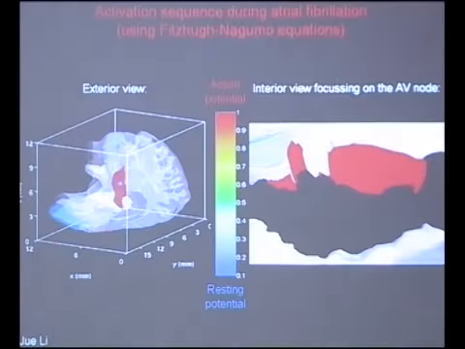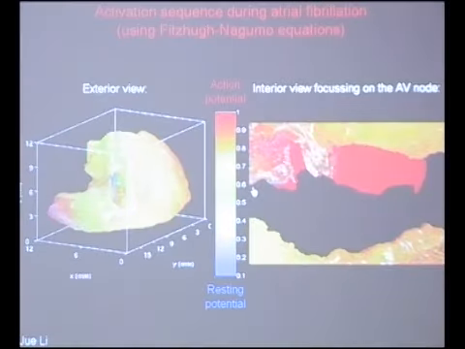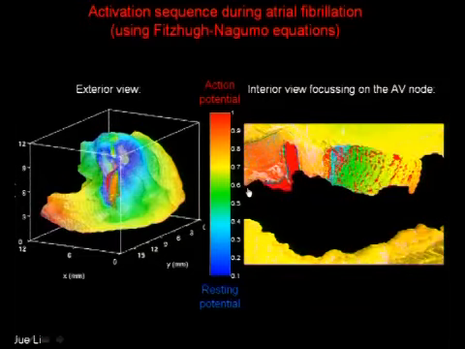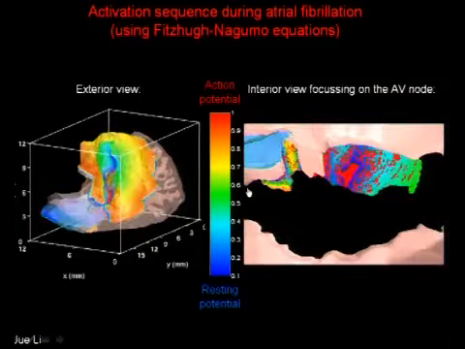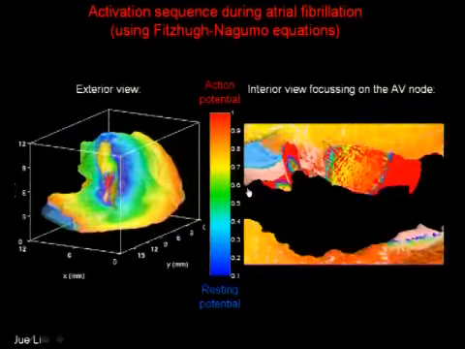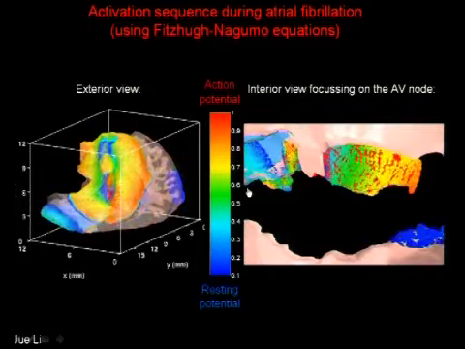It's shown in red here, and it's called the inferior nodal extension. And Igor Efimov has shown that this is the slow pathway into this penetrating bundle. Now, once again, we're using the model to compute action potential conduction. And here we've used the FitzHugh-Nagumo equations.